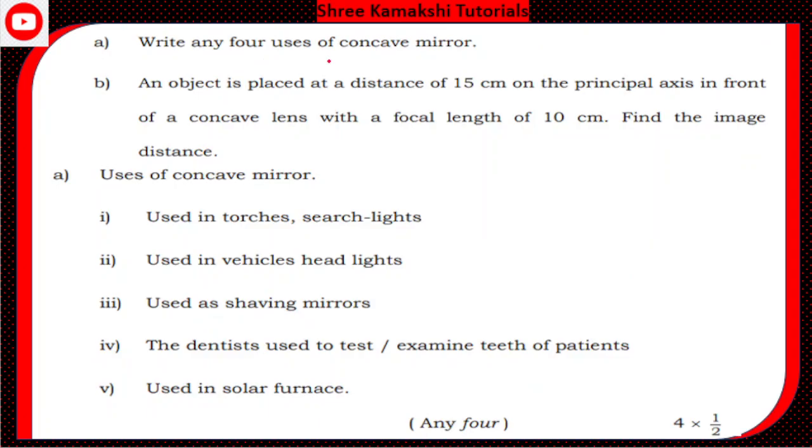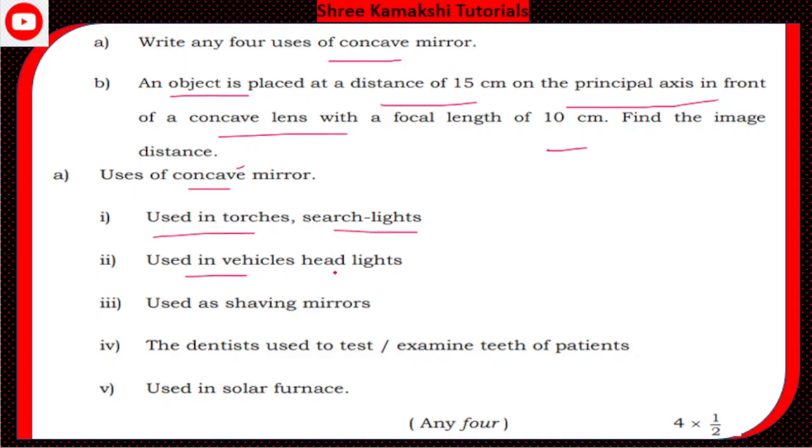Write any four uses of concave mirror. The second question is, an object is placed at a distance of 50 centimeters on the principal axis in front of a concave lens with a focal length of 10 meters. Find the image distance. The uses of concave mirror are: used in torches, searchlights, vehicle headlights, and as a shaving mirror. The dentist uses it to examine the teeth of patients. The fourth is used in a solar furnace.